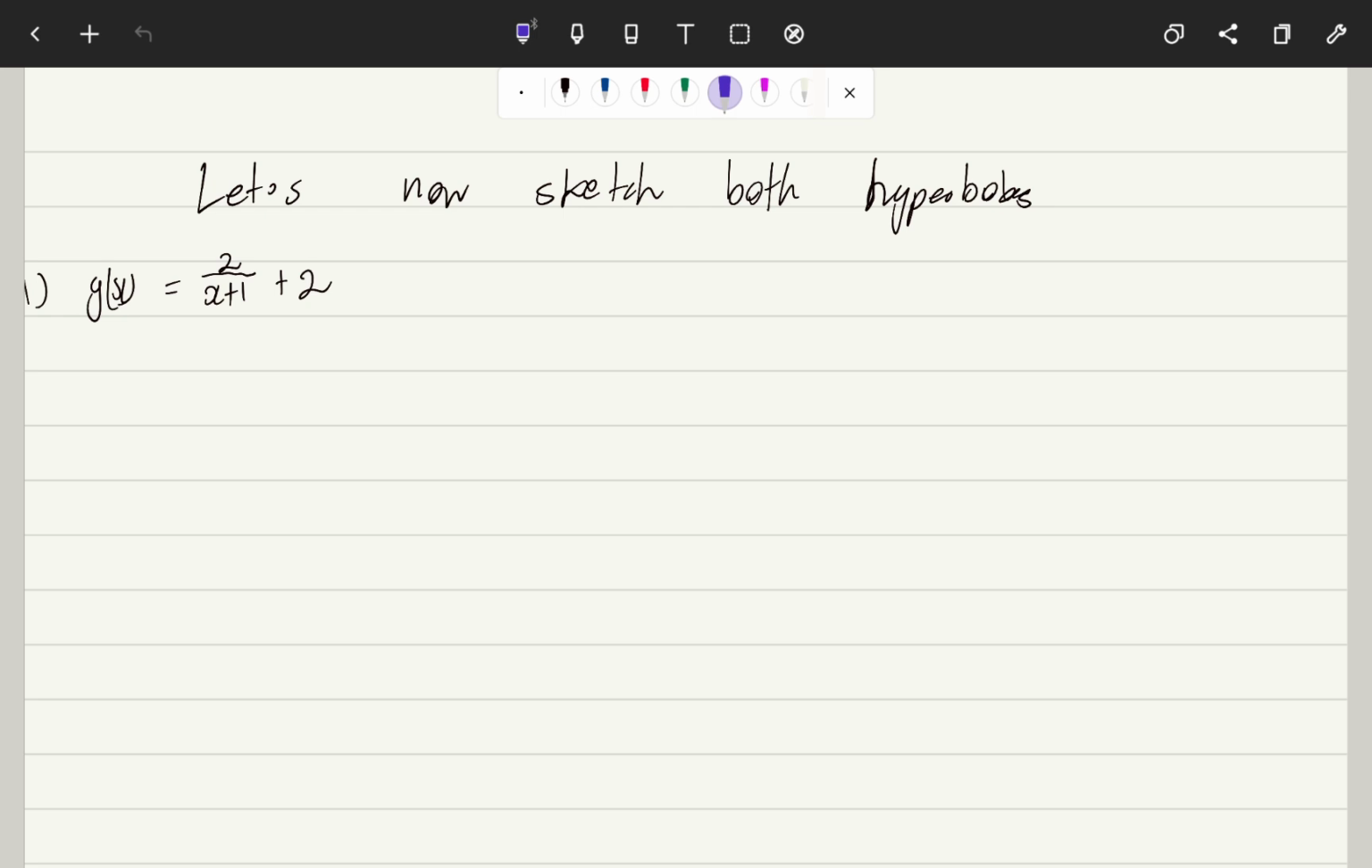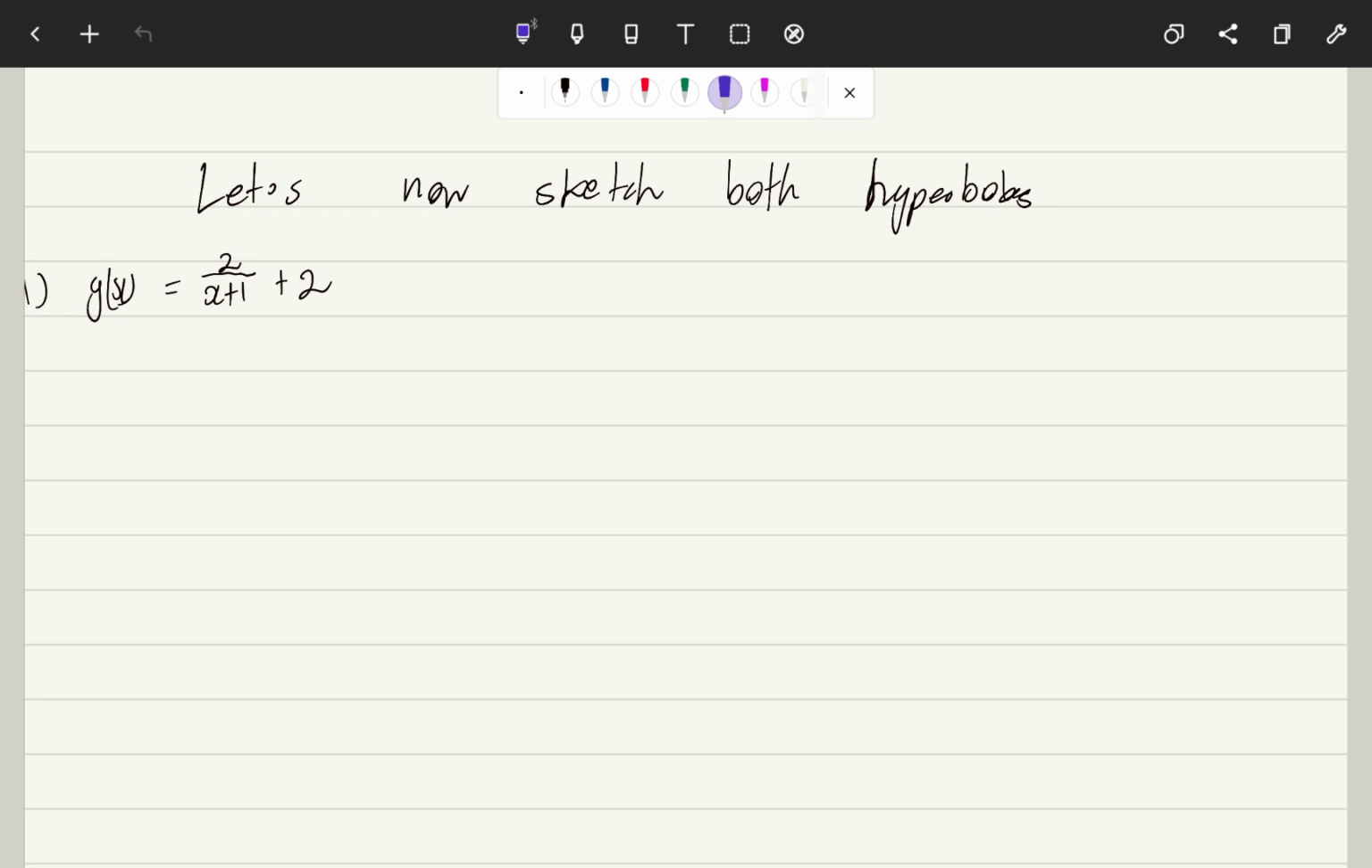Let's now sketch both of these hyperbolas. With everything that we have learned, now the question is, how do we plot these hyperbolas? Look at me again, I'm saying parabola. I want to say hyperbola. I can't wait to go to exponential functions, so that I can stop with this parabola.